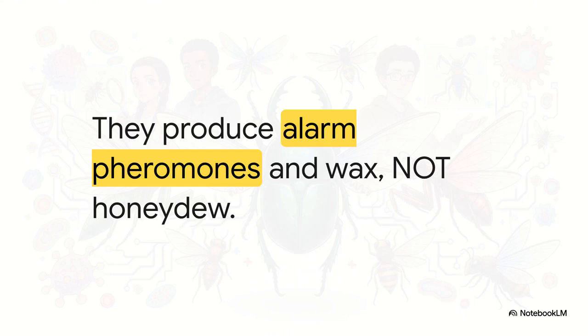Now here is a trap I see students fall into all the time with aphids. You look at an aphid and see those two little tubes on its back end, the cornicles. It is super tempting to say, oh, that's where the honeydew comes from.